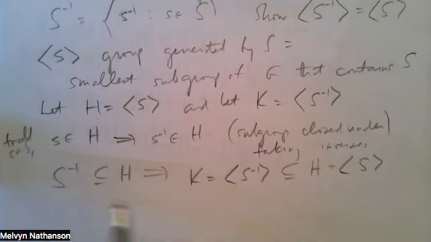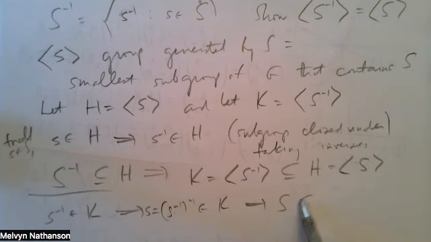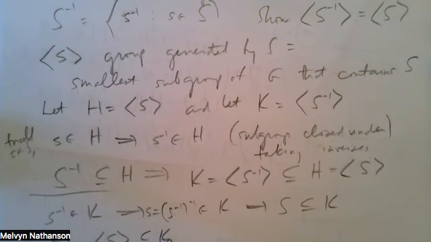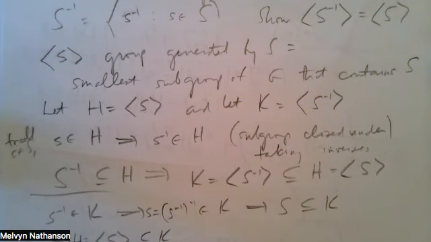But this argument is symmetric. S inverse is in K, which implies that S inverse inverse is in K, because again, K is a subgroup and it contains the inverse of each of its elements. But the inverse of S inverse is S. So that means the whole set S is contained in K, which means the subgroup generated by S is contained in K, which is H.